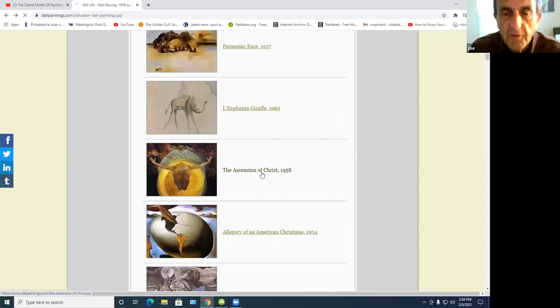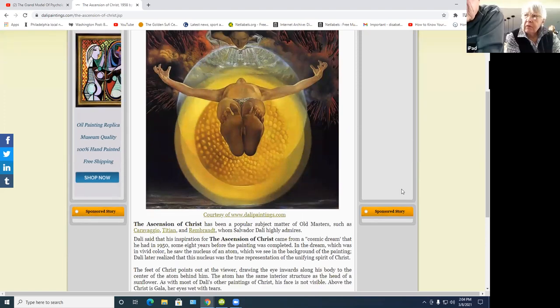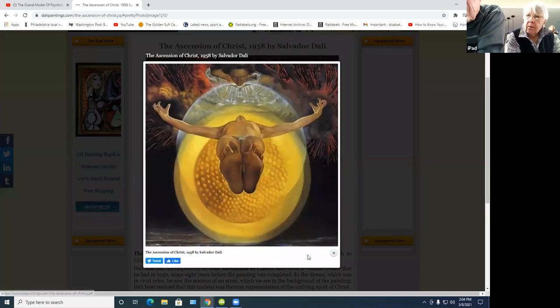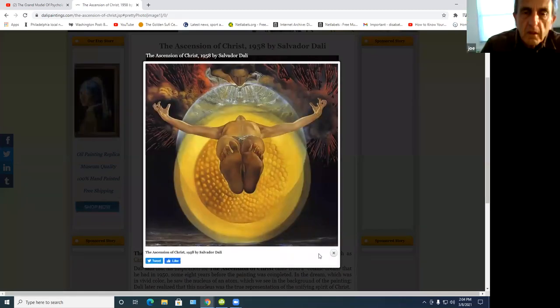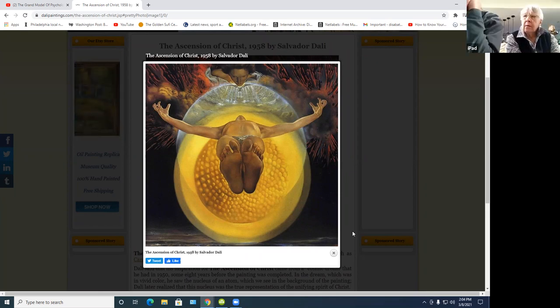There's another one, the Ascension of Christ, 58. We could see this on our phones. Turn the volume up. There it is. So it's like he's having a vision, the Christ is appearing above him. He got criticized for painting the bottom of Jesus' feet. But Caravaggio did the same thing. The Ascension of Christ.